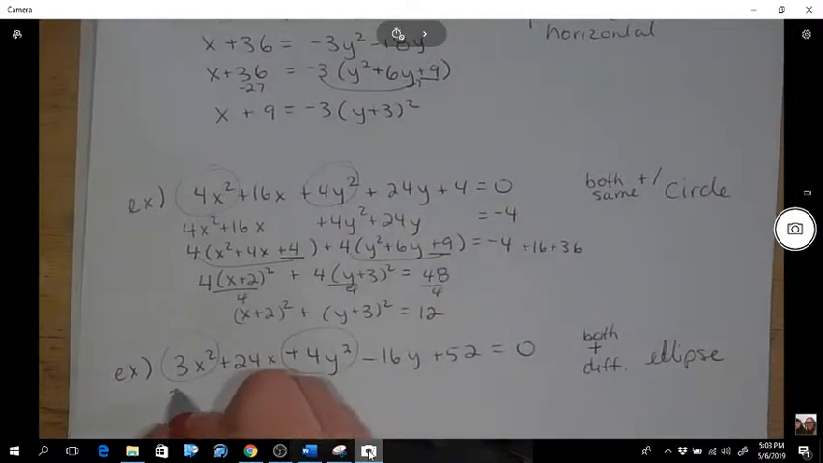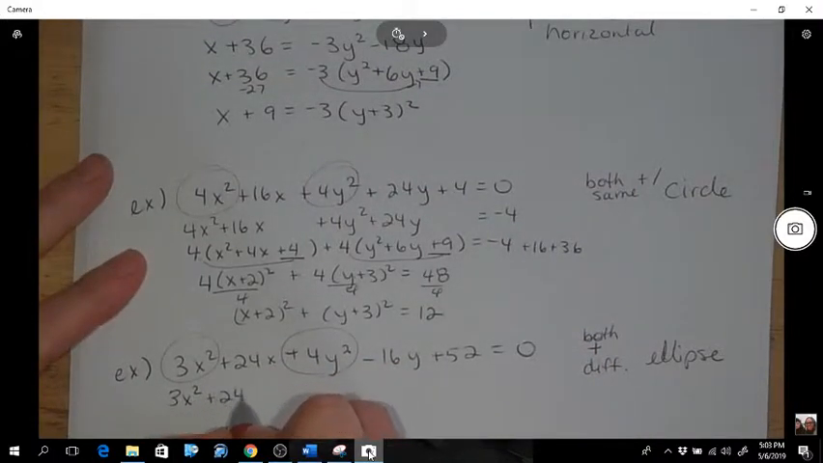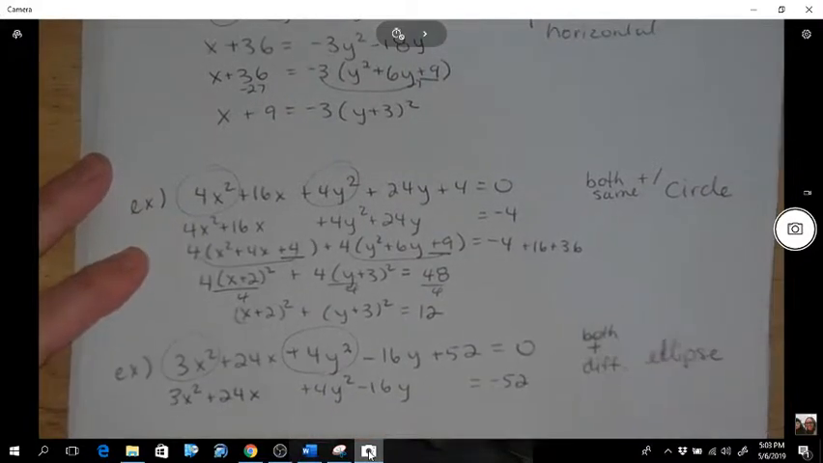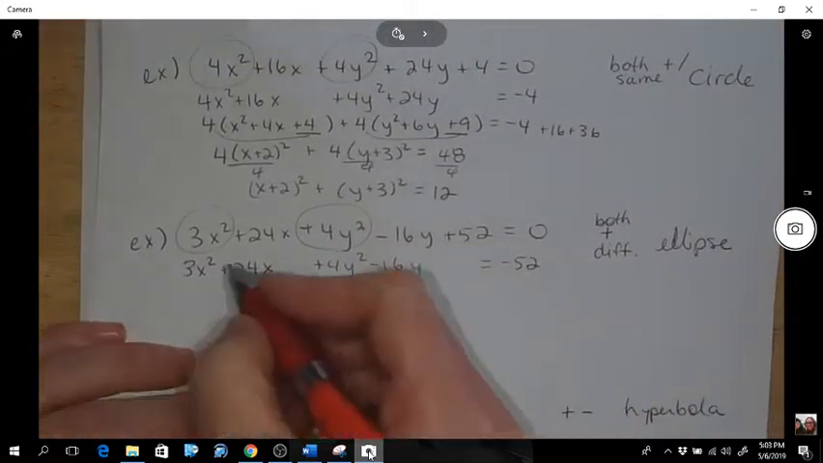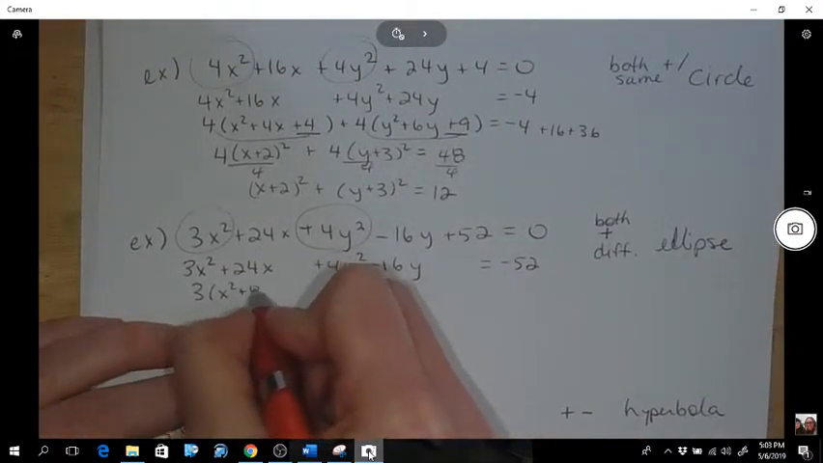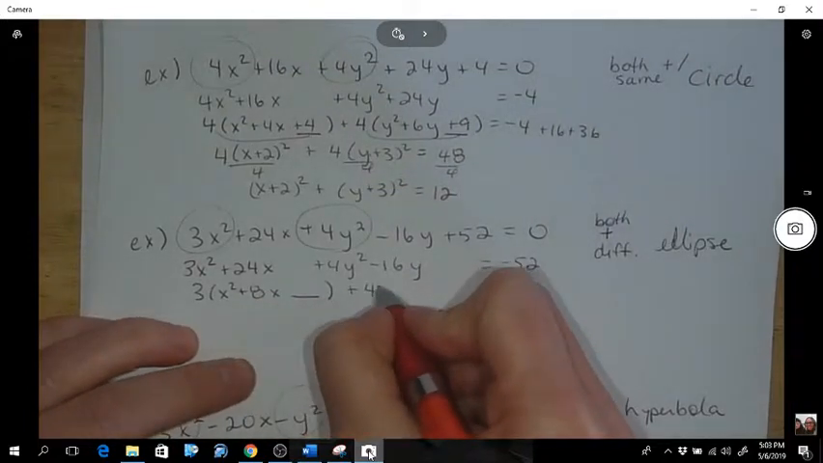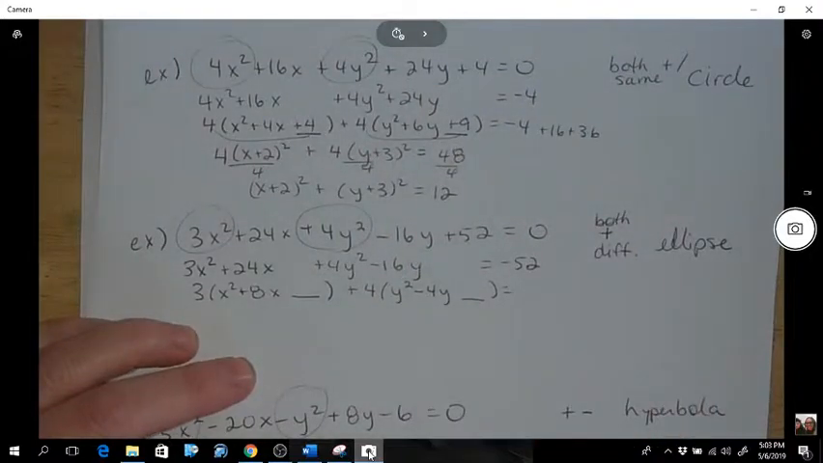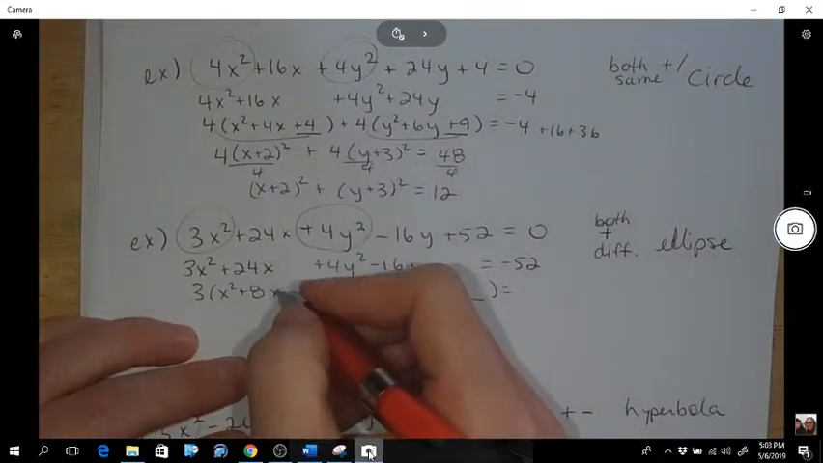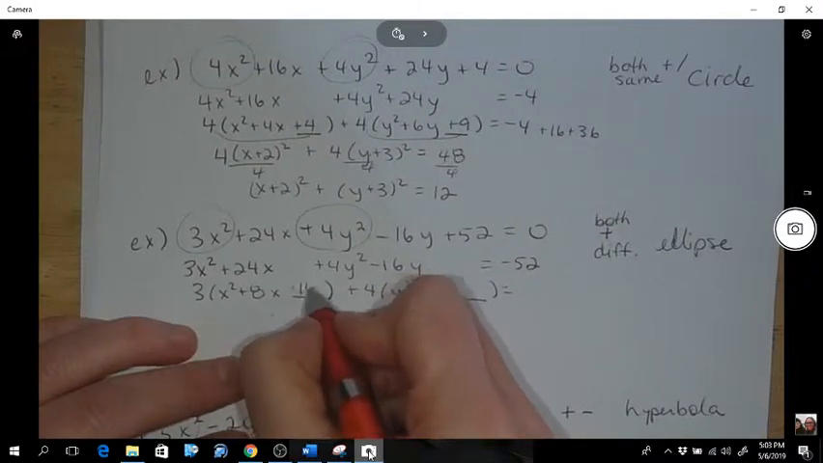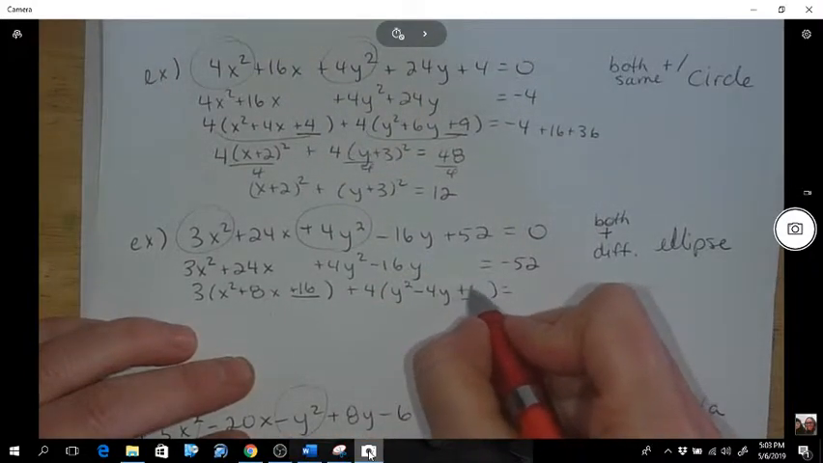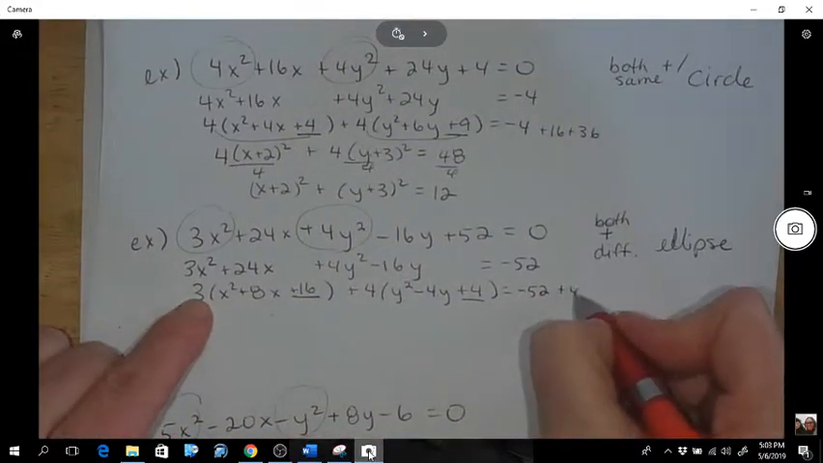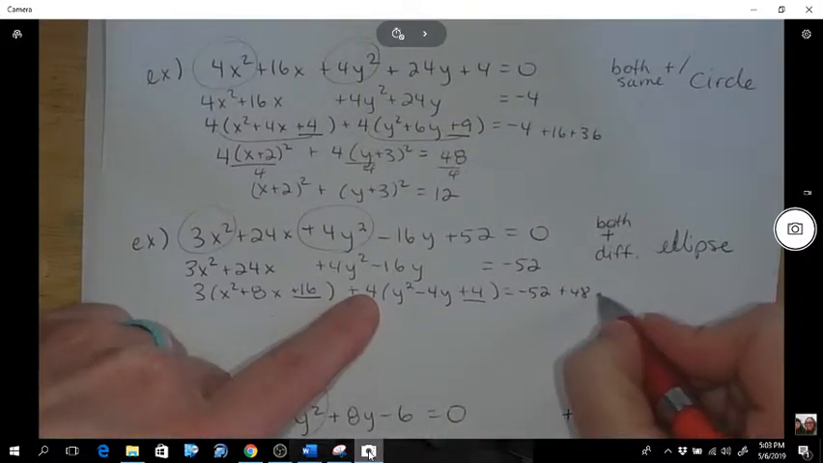Okay, groupings. The x stuff, the y stuff, the number over. Okay, factor outs. Leave a spot, factor out, leave a spot. Okay, what goes on the blanks? Half, squared is plus 16. Half, squared is 4. This adds a 48. And this adds a 16.